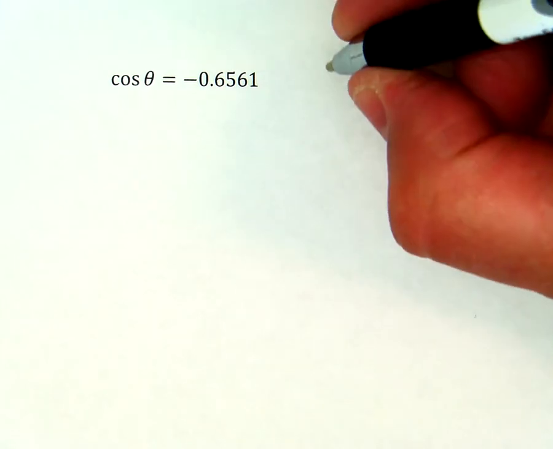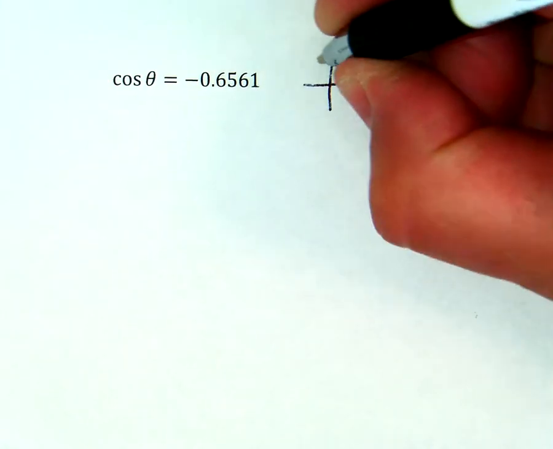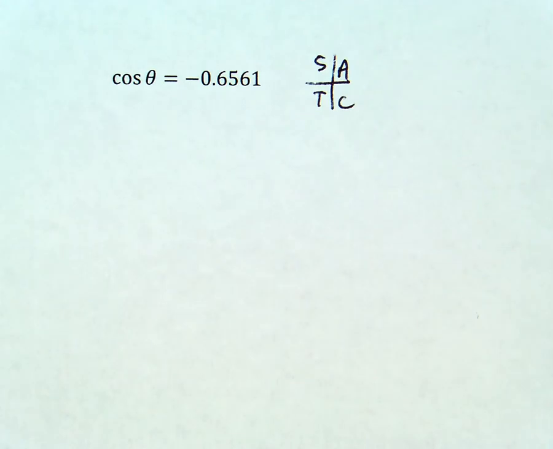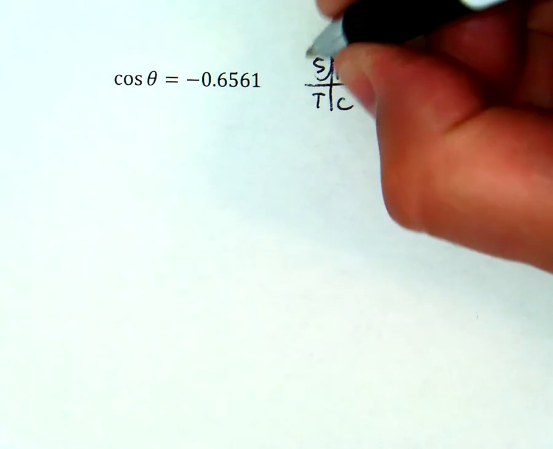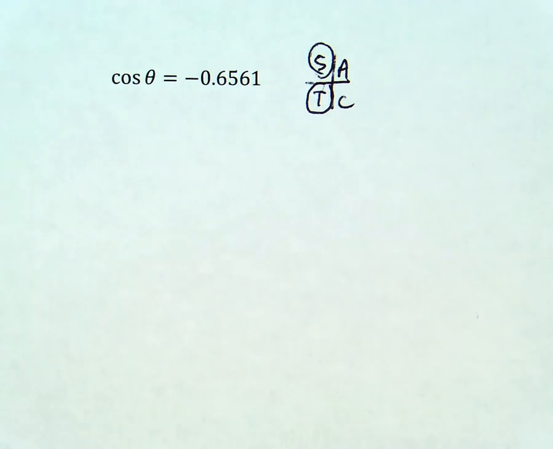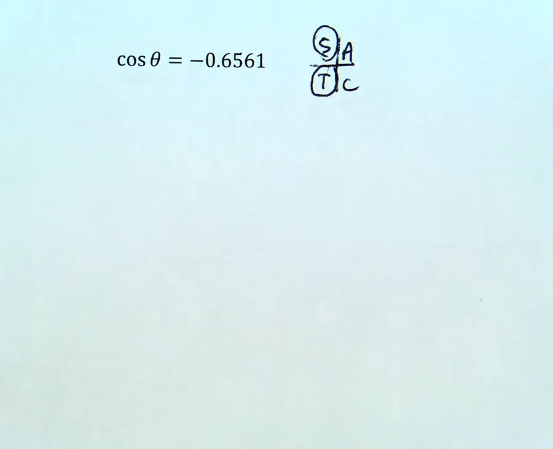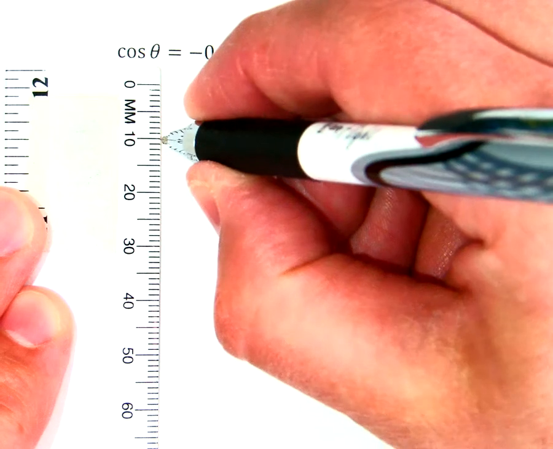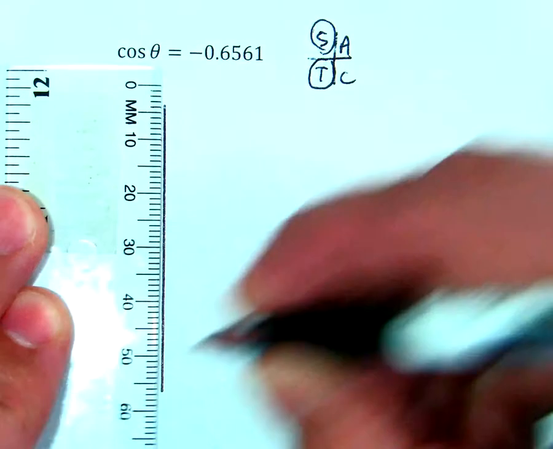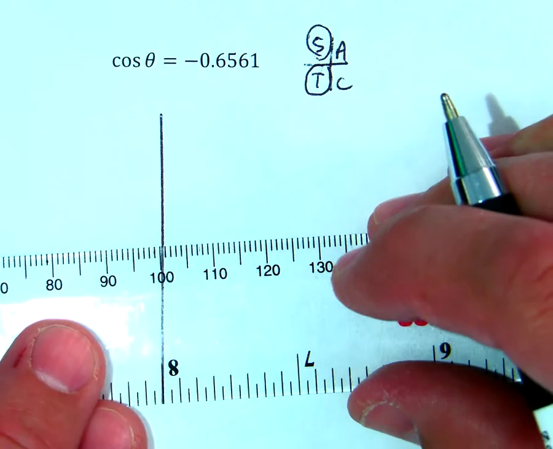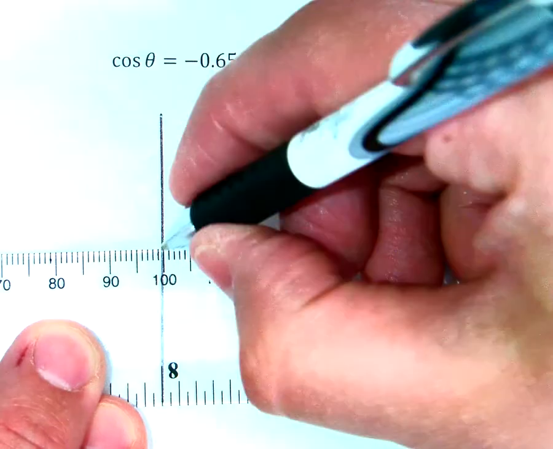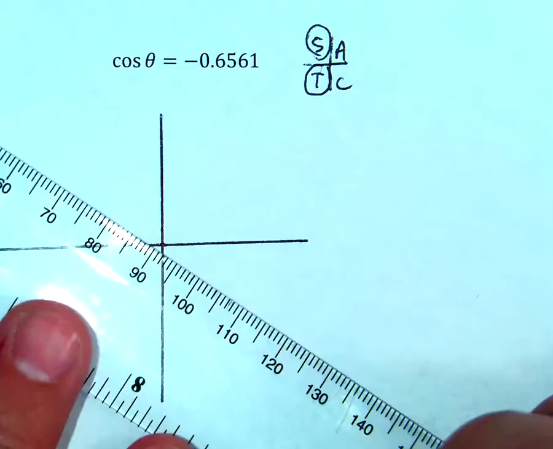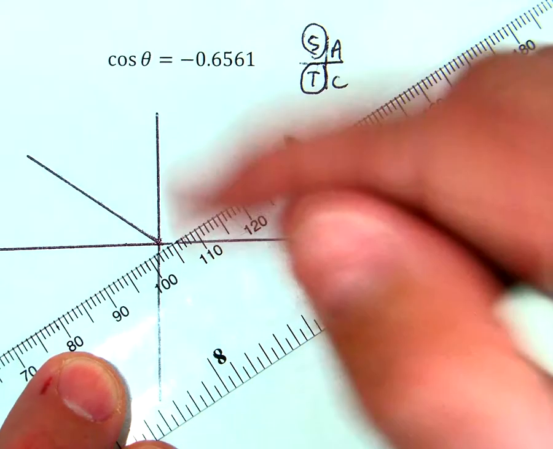So I think about my CAST rule. All Students Take Calculus. Cos will be negative in quadrant 2 and quadrant 3. So just a little sketch. If I draw it, I'm looking for answers in quadrant 2, which would be up here, or quadrant 3, which would be down here.